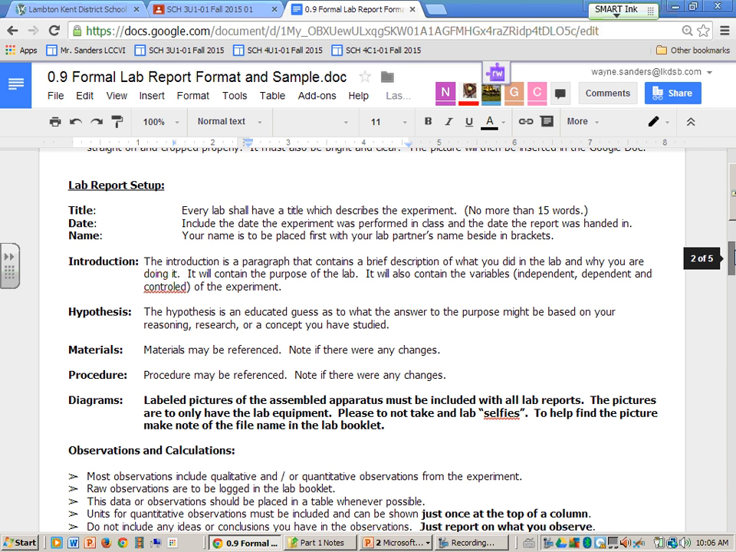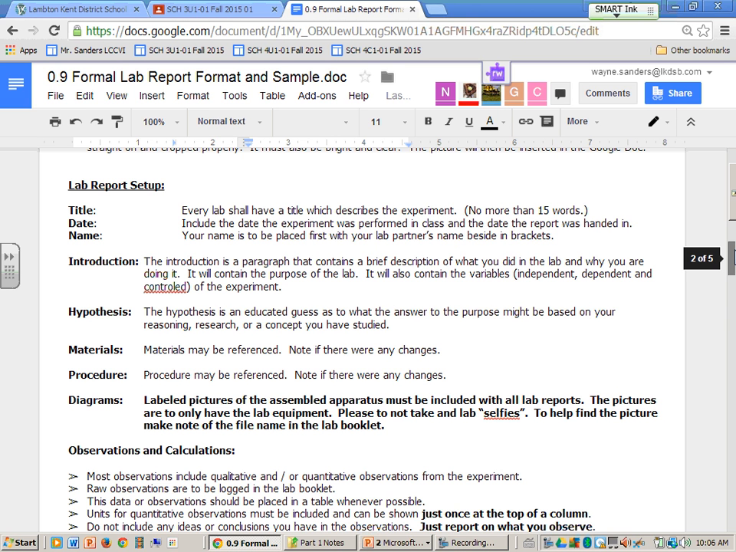Materials. Don't rewrite the materials, please. You're going to make a reference of the materials. You're going to say, for the materials, please see the lab sheet titled, then give me the title. You're also going to state if any changes were made. No changes were made to the procedure. If you don't tell me that any changes were made, I'm going to assume, hey, were there any changes? Again, these are communication marks. Make sure you tell me whether you made changes or not.